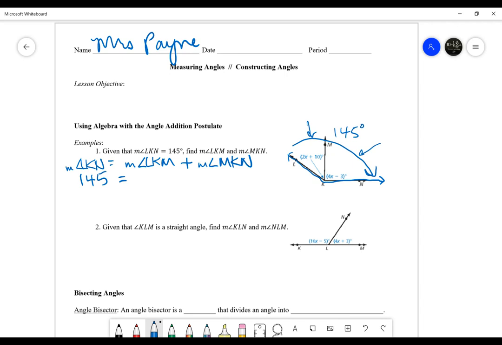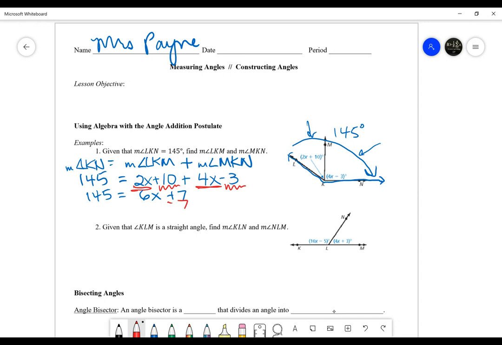And as you can see, these are labeled with X's. So I'm going to replace LKM with 2x plus 10. And then I'm going to replace MKN with 4x minus 3. And now I have an algebra equation that I can solve. These x's are on the same side, so we can combine those. The 10 and the negative 3 we can combine. So our next step will look like 6x plus 7.